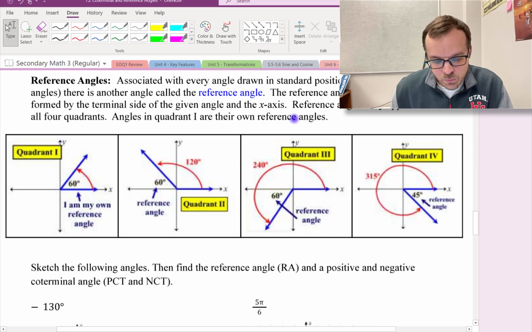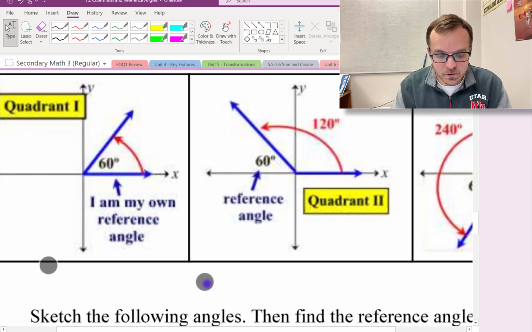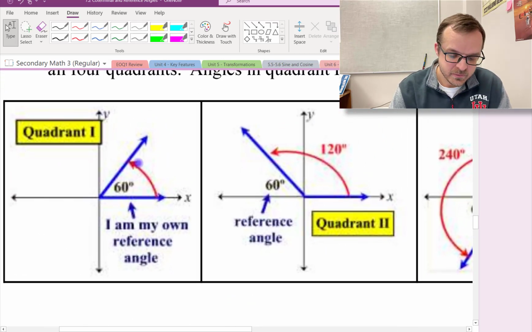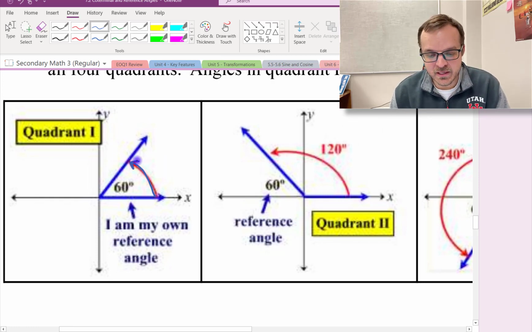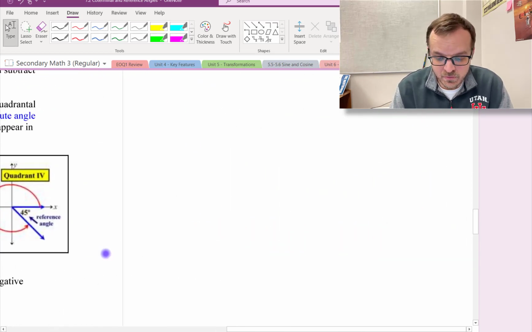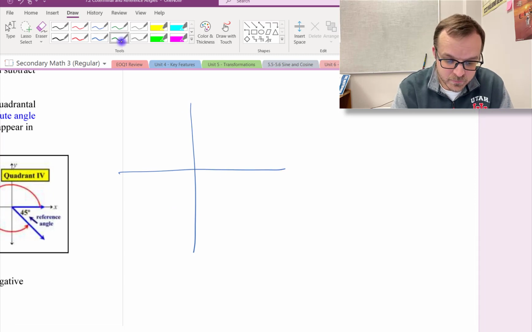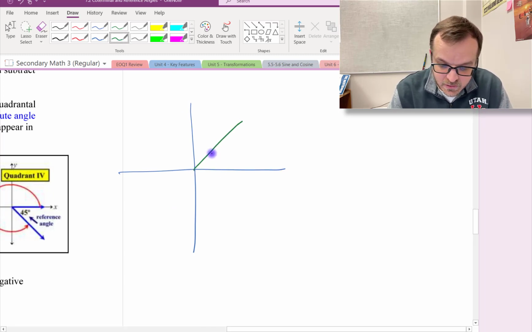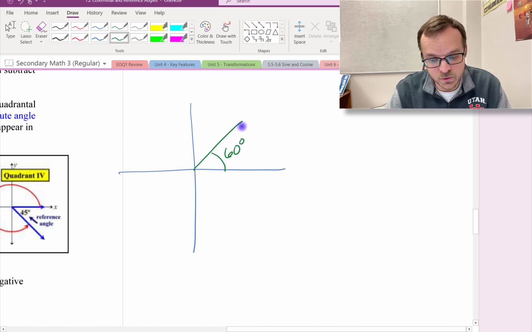Reference angles, we've actually talked about already in class, but let's talk about what reference angles are. Anything in the first quadrant is going to be a reference angle of itself. Basically, a reference angle is an angle that is closest to the x-axis of the one you've drawn. So if I draw an angle here and say, hey, this is 60 degrees, like the example over there, then 60 degrees is the closest to the x-axis, right? So that's also the reference angle.